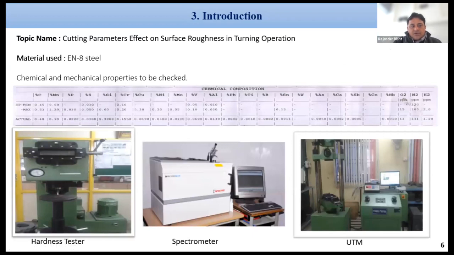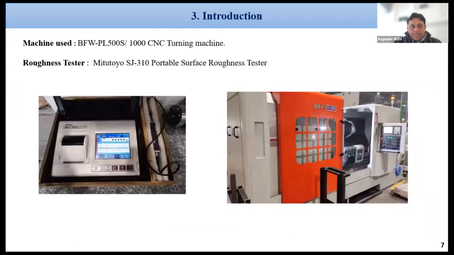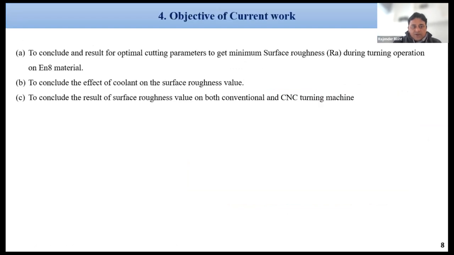I've used EN8 material to perform this experiment. I've checked the chemical composition and mechanical properties of the EN8 material using a hardness tester, spectrometer, and UTM. The spectrometer is used to check the chemical composition, the hardness tester is used to check the hardness, and the UTM is used to check the mechanical properties. Then I used the BFW PL500S CNC turning machine to perform my experiment, and the Mitutoyo SJ310 portable surface roughness tester for the roughness values.